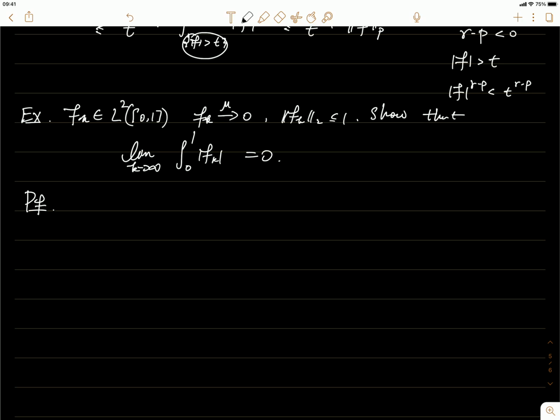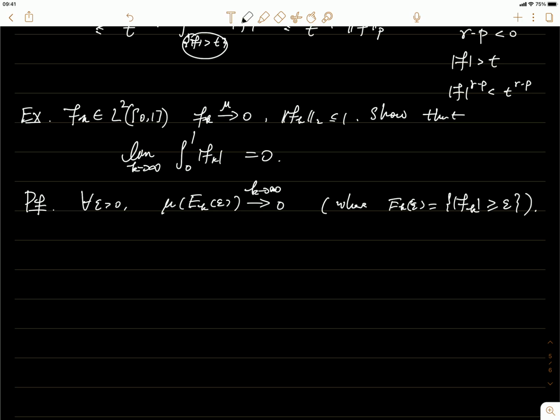Okay, so we see that Fk goes to 0 in measure, so we know that for any epsilon greater than 0, the measure mu of Ek epsilon is going to 0 as k goes to infinity, right? Where this Ek epsilon is what we usually define. It's just the set of points where Fk is bigger than or equal to epsilon. All right, so now we can see that on the one hand, this integral is greater than or equal to 0 because we're taking the integral of a non-negative value.